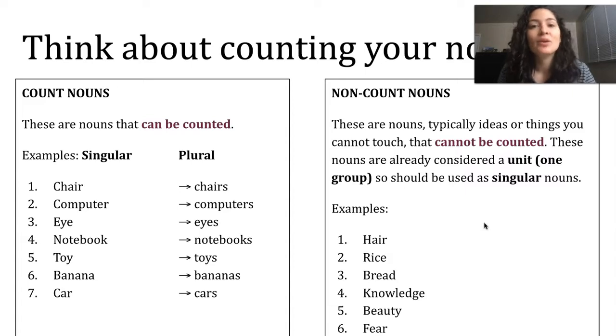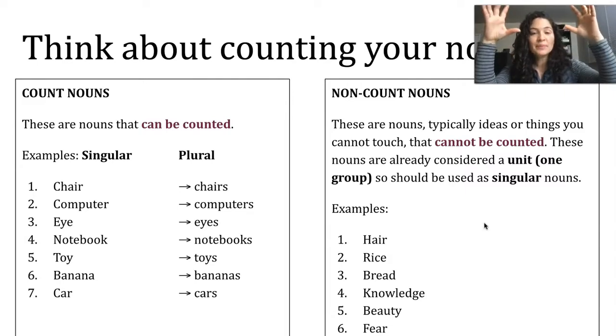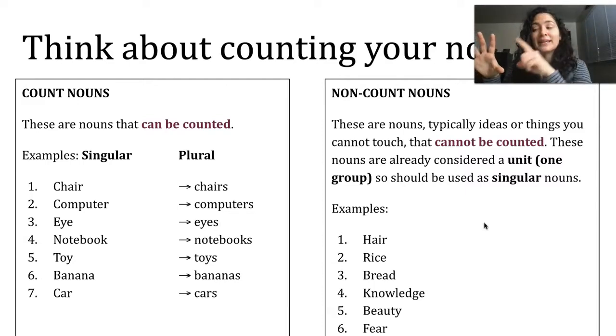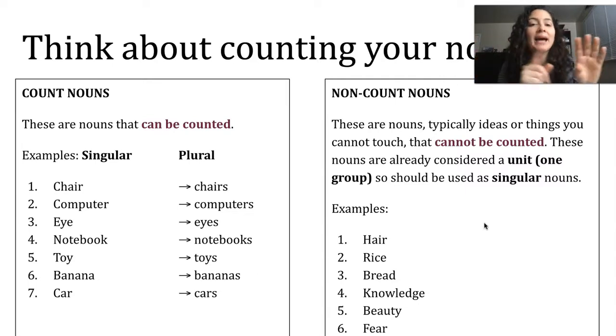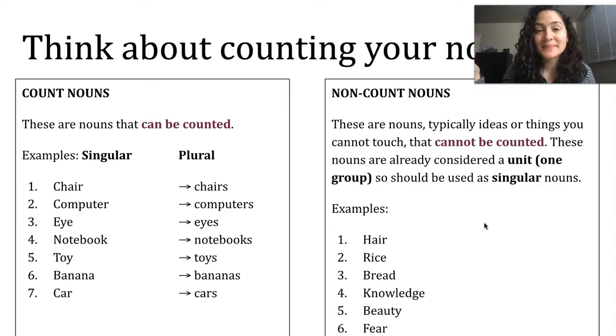Rice. We don't say rices. No, rice. One group, rice. Bread. Knowledge. Beauty. Fear. These are examples of non-count nouns. So we have noun, people, place, things, animals. We have 2 ideas, count nouns, we can count, and non-count nouns, we cannot count. Both can be used for subjects of sentences.